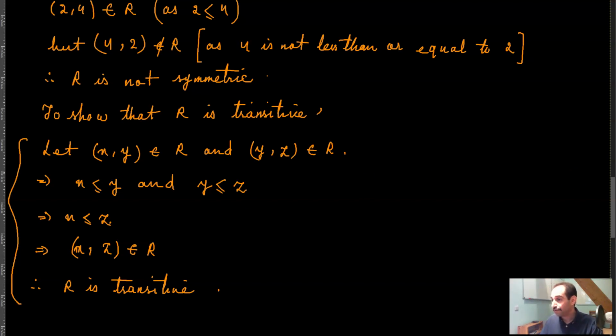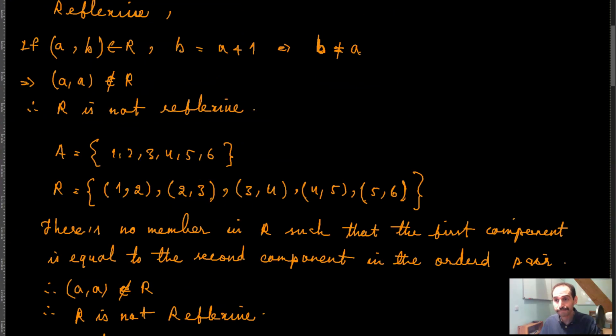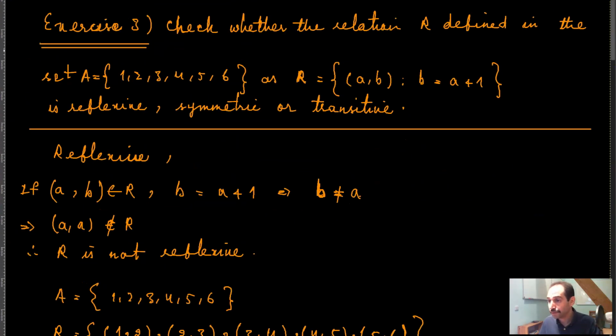Now question number 5. Okay, so question number 5 is you want to check whether the relation R in the set of natural numbers defined by R equal to (a, b) such that a is less than or equal to b cubed is reflexive, symmetric, or transitive.